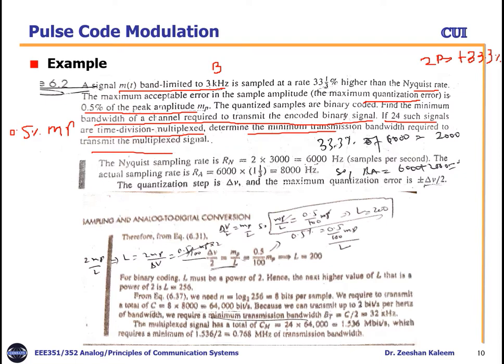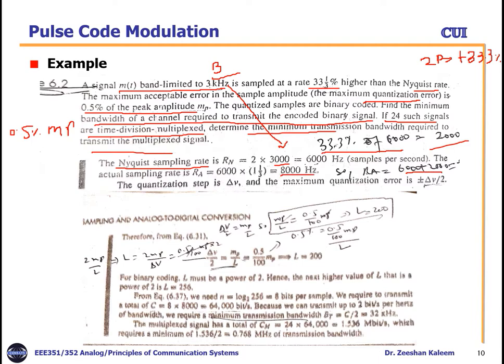Okay, let's start. You know that the Nyquist sampling rate is twice the bandwidth. Here the bandwidth of the message signal is 3 kilohertz, so 6000 samples per second. They mentioned that it is sampled at 33.3% higher than the Nyquist rate. So 33.3% of 6000 is 2000, and the total sampling rate is 6000 plus 2000. So they are sampling at 8000 hertz.